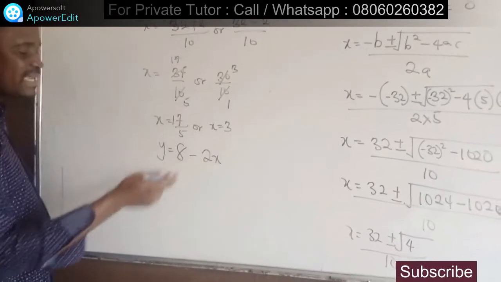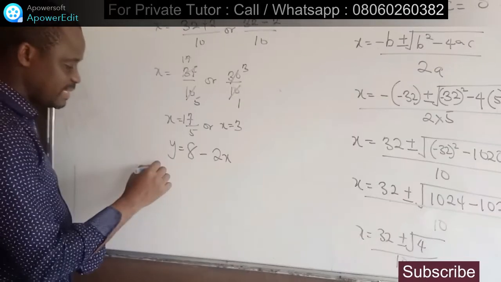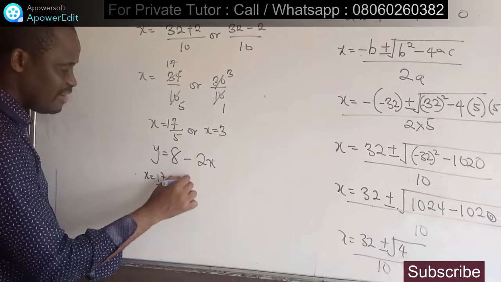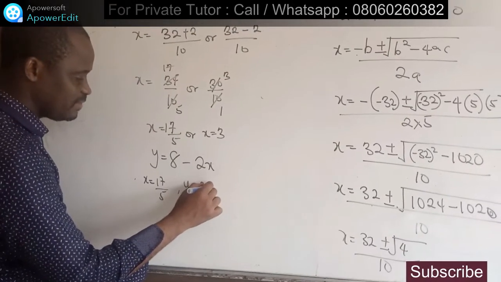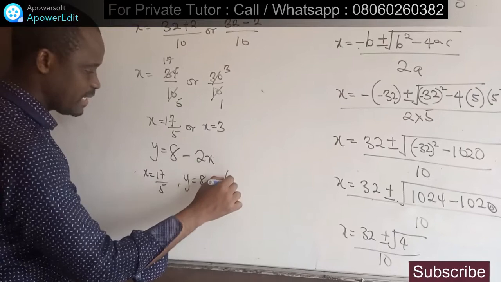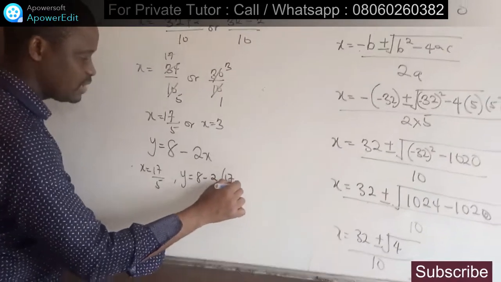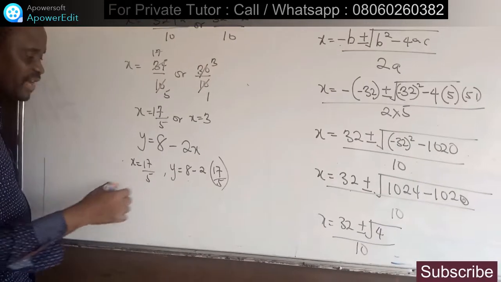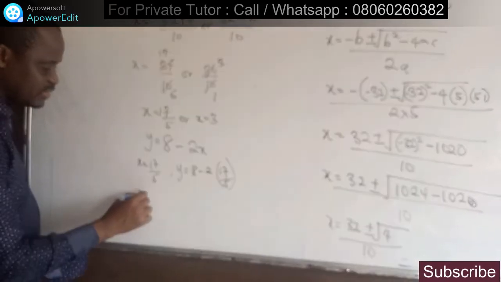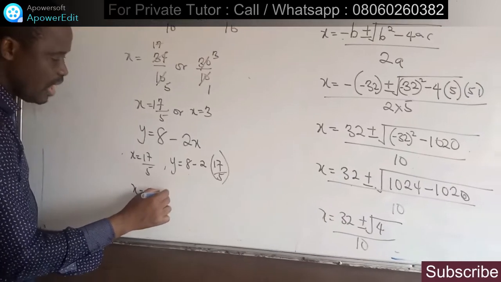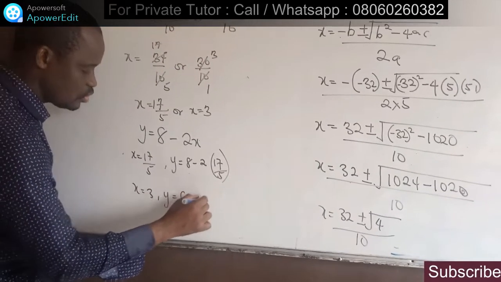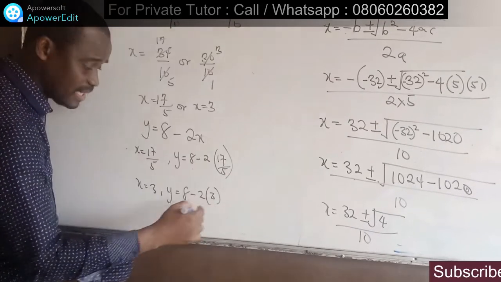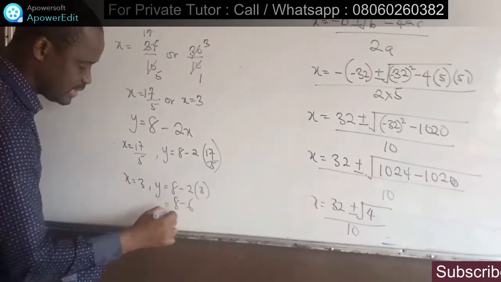So let's substitute x into these places. When x is 17 over 5, then you have y equals 8 minus 2 into brackets 17 over 5. So obviously we'll be having a kind of fraction there. But when x is 3, y is 8 minus 2 into 3. So of course 2 times 3 is 6. That's 8 minus 6, and that is 2.